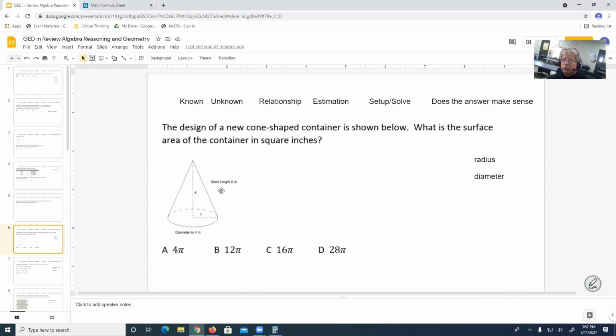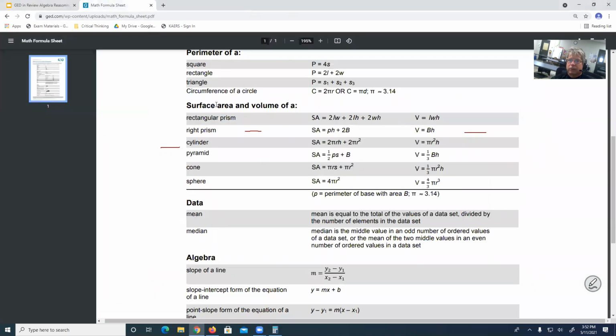The design of a new cone-shaped container is shown below. What is the surface area of the container in square inches? So again, we pick up on some key words: surface area. It also talks about a cone. Using my formula sheet, I may be able to find a formula involving surface area. So the surface area of a cone is this formula right here: surface area equals pi r s plus pi r squared.